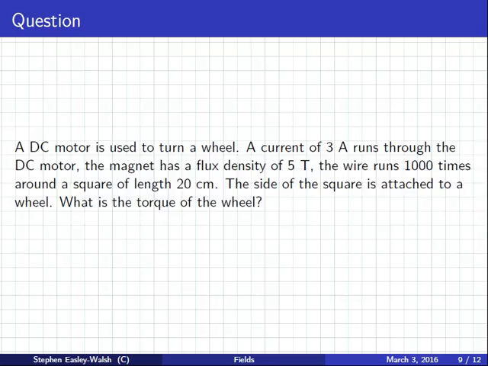Torque, turning force. Do you remember that? A turning force. Right.